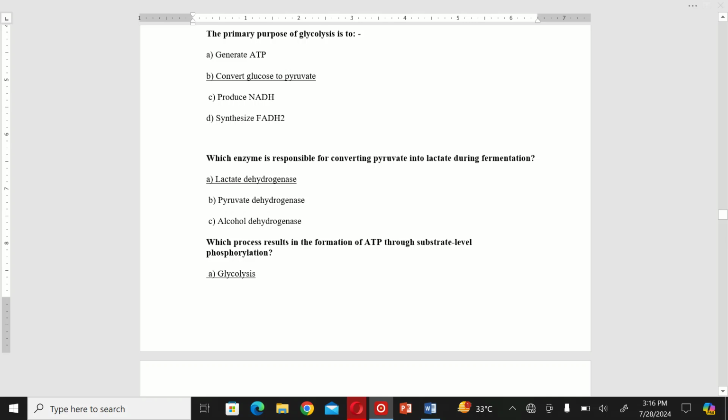Let's get started. The first MCQ: the primary purpose of glycolysis is to A. Generate ADP, B. Convert glucose to pyruvate, C. Produce NADH, and D. Synthesize FADH2. So the correct option is B.